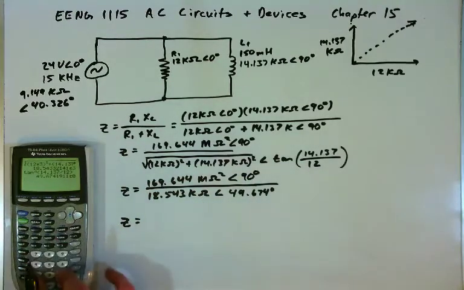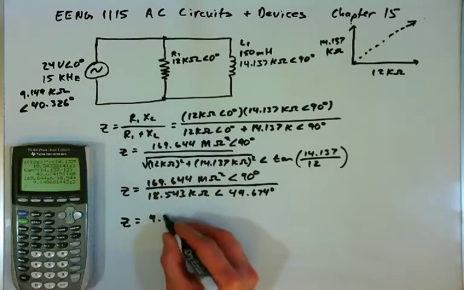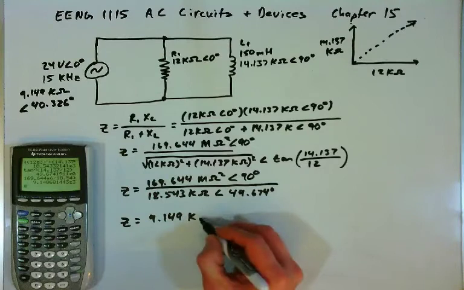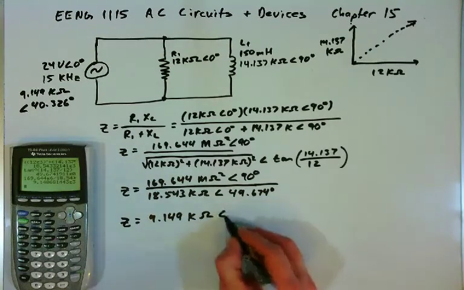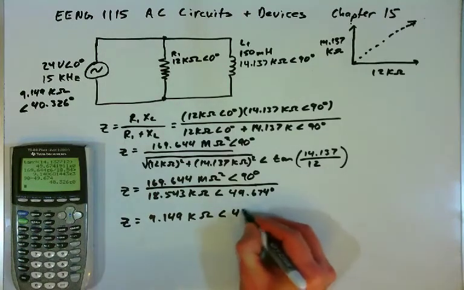And so the last step is to divide. We have 169.644, that is mega, positive 6, and we're dividing by 18.543 kilo, which is positive 3. And when we divide, we get 9.148. I'm sorry, actually 9.149 kilo. And ohm squared divided by ohms is just ohms. And then we will subtract the angles. We have 90 degrees minus 49.674, and we get 40.326.